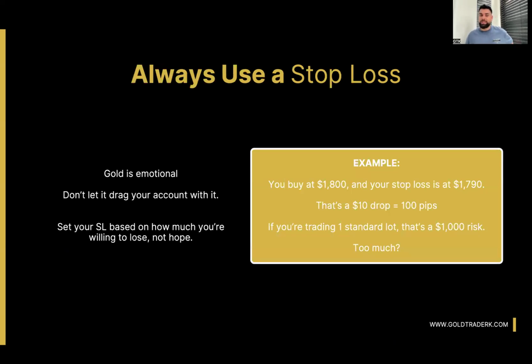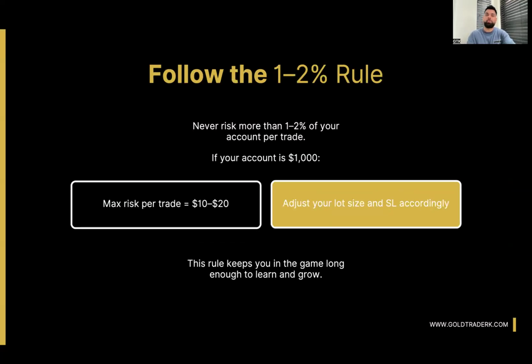Always use a stop loss. Gold is emotional. Don't let it drag your account with it. Set your SL based on how much you're willing to lose and not hope. Example, if you're buying gold at 1800 and your stop loss is at 1790, that's a $10 drop in gold's price, which is 100 pips. And if you're trading with one lot, that's a loss of $1,000 that you're risking. Too much, don't risk that much.